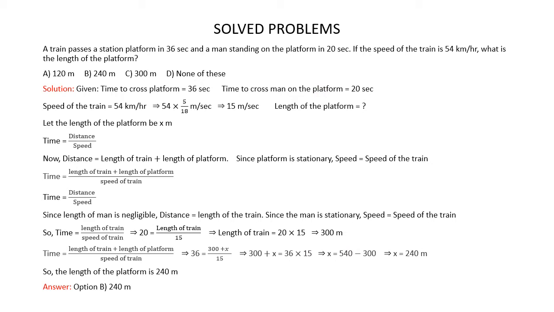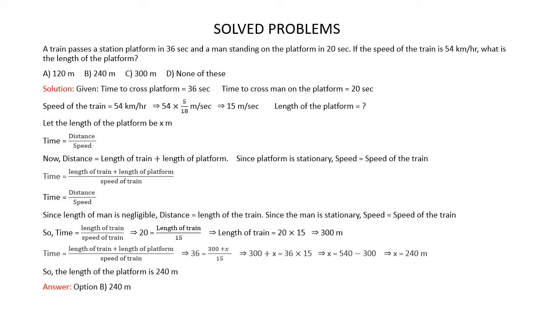So now we know that time is equal to distance divided by speed. Now since length of the man is negligible as compared to the train, distance will be nothing but the length of the train. Since the man is stationary, speed will be the speed of the train. So time taken by the train to cross the man on the platform is equal to length of the train divided by speed of the train. Now it's given that time taken by the train to cross the man on the platform is 20 seconds.